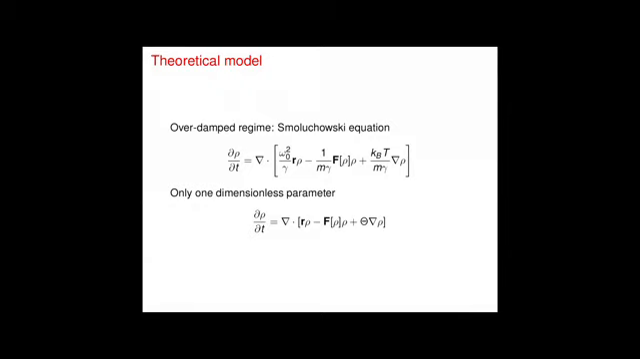This is the mean field force. This is the temperature. This is an equation for the density. So this part corresponds to the pseudo two-dimensional gravitational force. This one is the trap, and this one is the diffusion. What's nice here is that we have only one important parameter: if you rescale time and space, you see that this equation depends only on one parameter that we call theta, which is a kind of temperature.